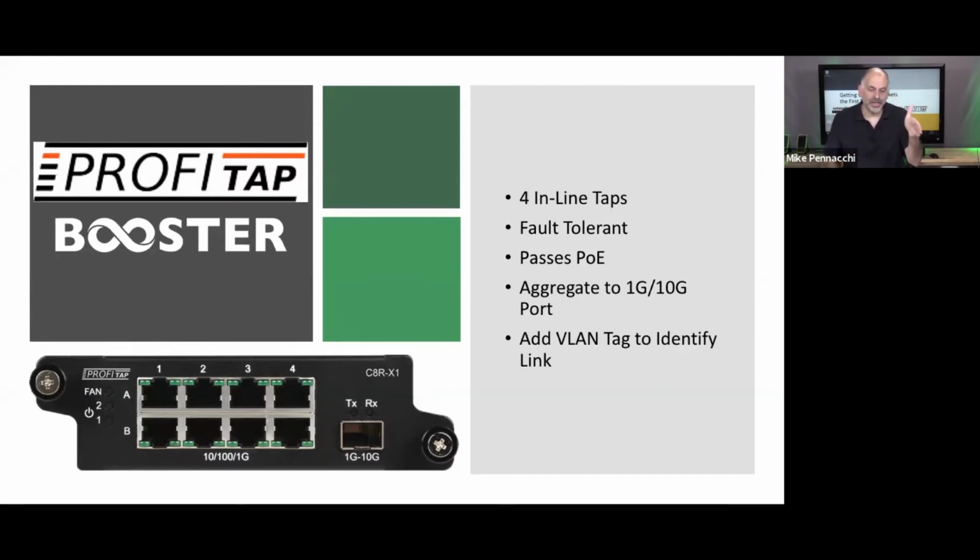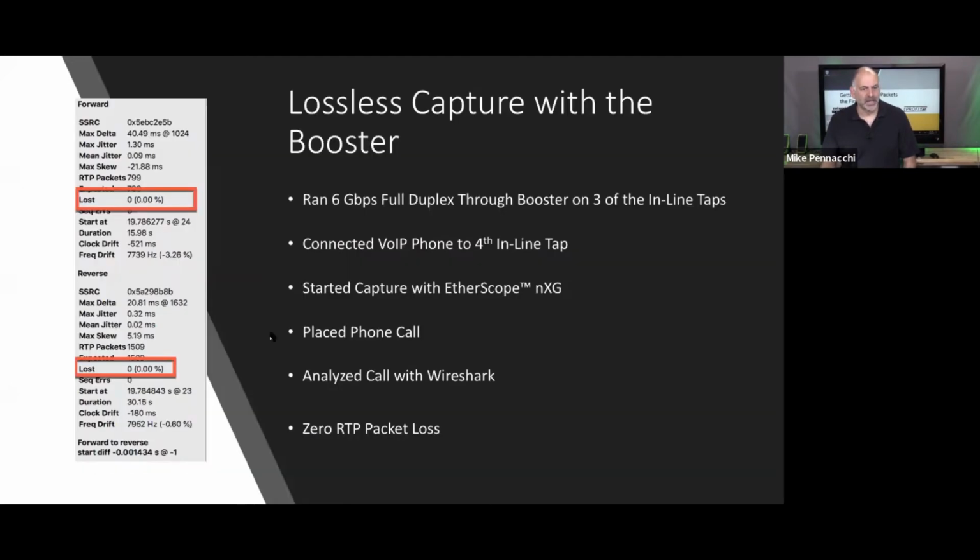By putting things like a tap like this in the path of the packets, we're more likely to get the right packets the first time, right? Because we're able to go in and see that information.